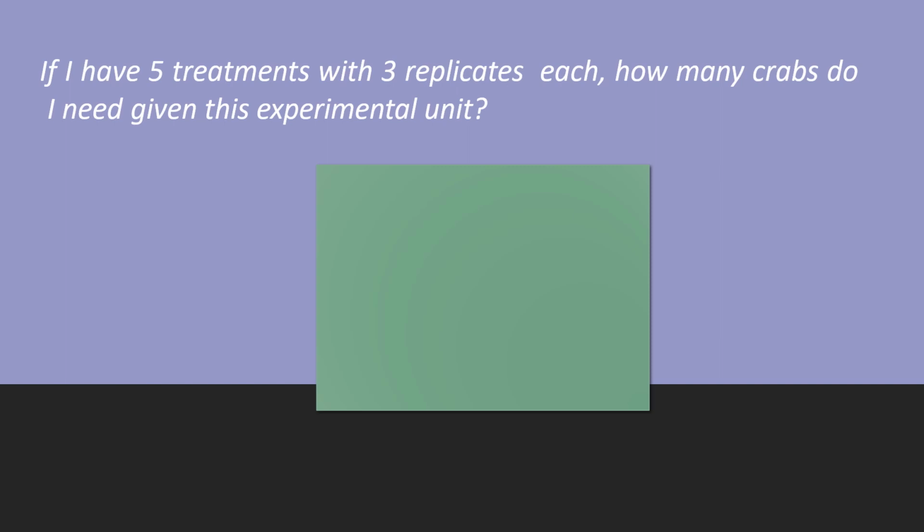Let's say if I have 5 treatments with 3 replicates each. How many crabs do I need given this experimental unit? Let's say 1 crab per replicate, and we need to test this one 3 times. So 5 treatments times 3 replicates. So we need 15 crabs all in all.